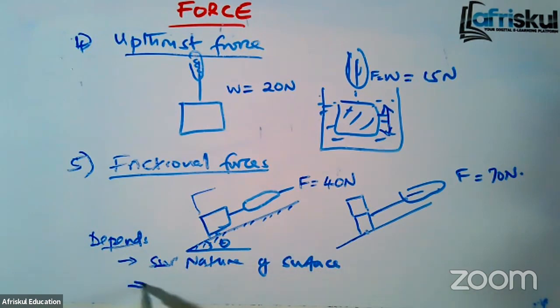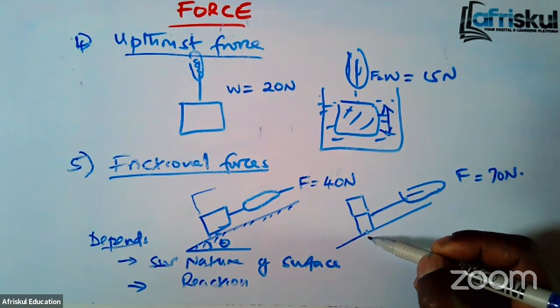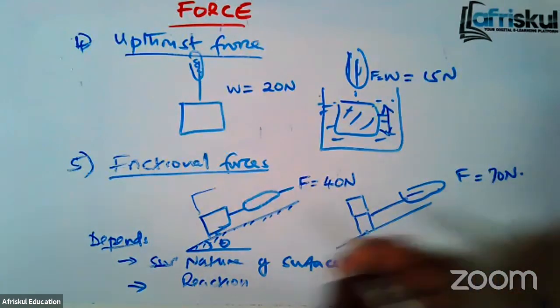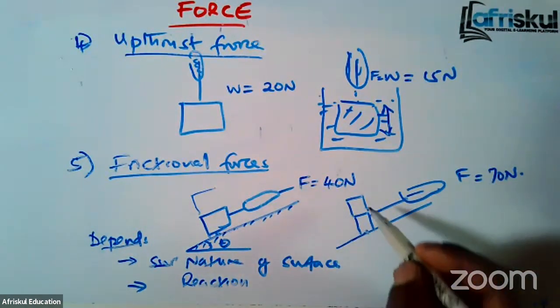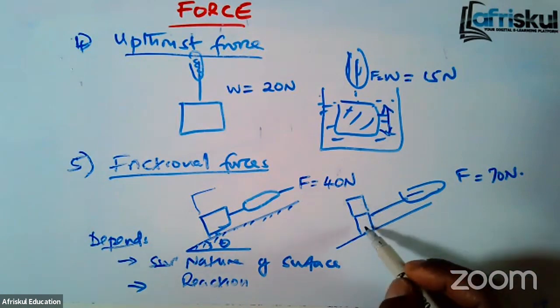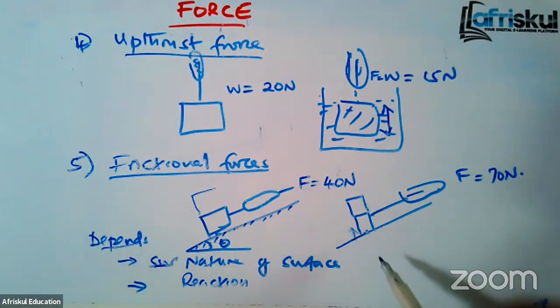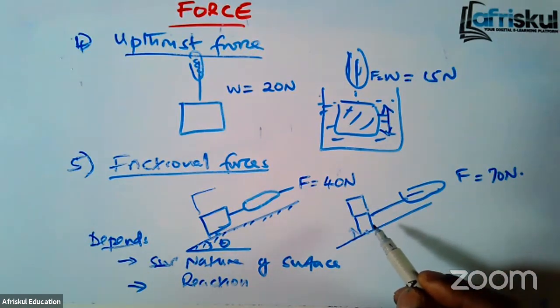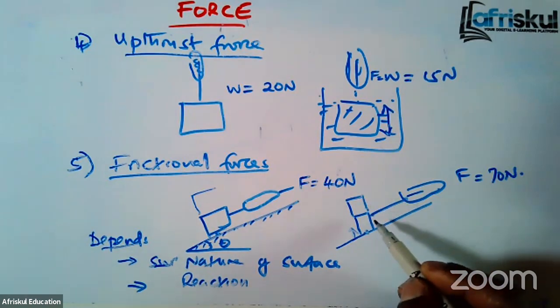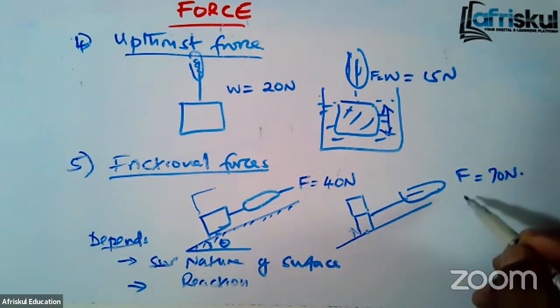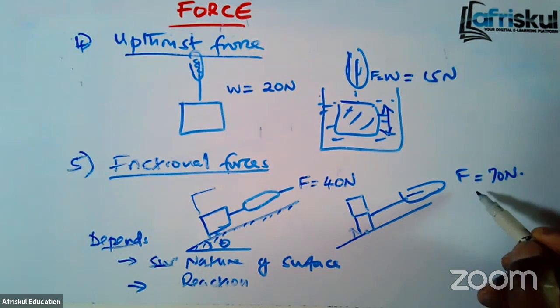The other factor that determines the frictional force, or the magnitude of it, is what we call the reaction. You see, when you place these two blocks, you're going to have more frictional force here than if you just had one. So when you place this one, apart from the two weights, there's also a force acting against it. Whenever you have an action, there's also a reaction. So this reaction is the one that is increasing the amount of frictional force.